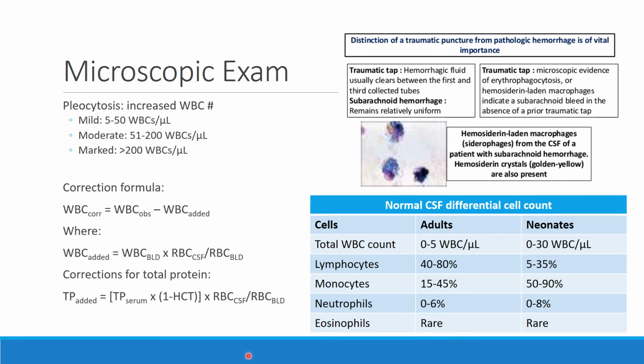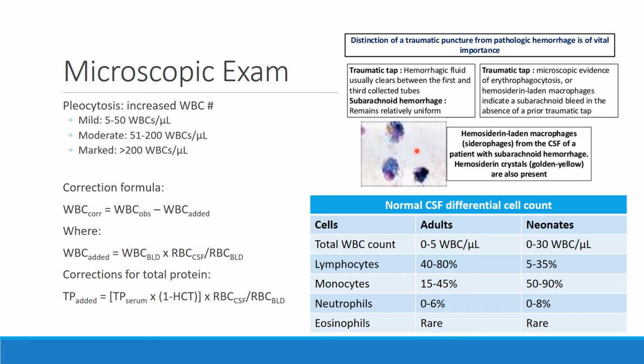Okay. One of the things that we see, and this is a picture of it up here, these are macrophages that were seen in the CSF, and they're filled with hemosiderin, which are these little brownish, greenish crystals in the macrophages. Those are hemosiderin crystals, which makes these siderophages. Okay, these golden, brown, yellow crystals are much more indicative of a subarachnoid bleed or some kind of hemorrhage. In a traumatic tap, you're not going to see these crystals. So these crystals take time to develop.